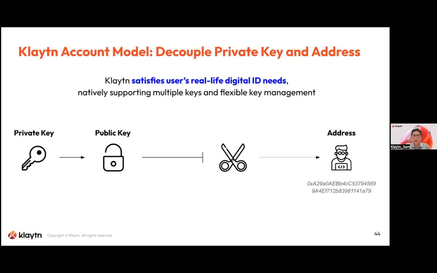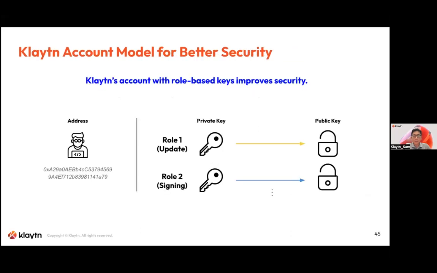So we had this kind of flexible key management mechanism, and with this idea, we could also implement a role-based key mechanism. At one address or one account, there are different private keys for different roles. For example, one private key could be used to update these roles, and one private key could be used for signing transactions and so on. This is possible with the mechanism of decoupling the private key and the address.